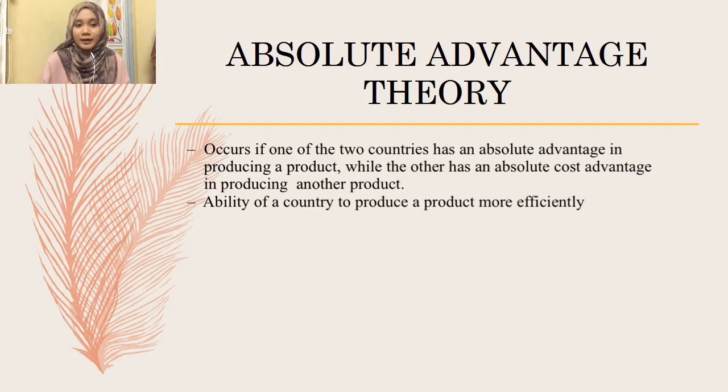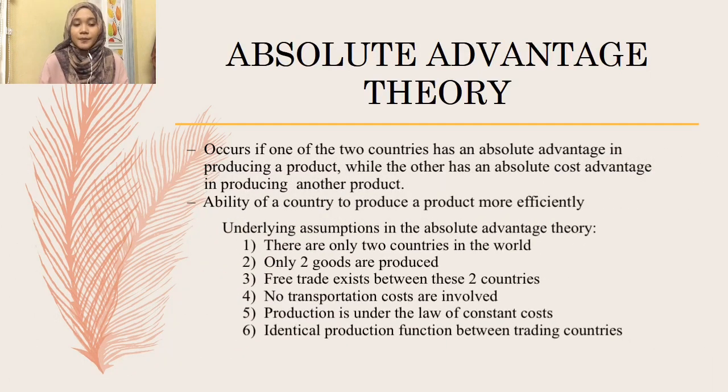Several underlying assumptions in the absolute advantage theory are: the first one is there are only two countries in the world. Second is only two goods are produced. Third is free trade exists between these two countries. Fourth is no transportation costs are involved. Fifth is production is under the law of constant cost. Sixth is identical production function between trading countries.